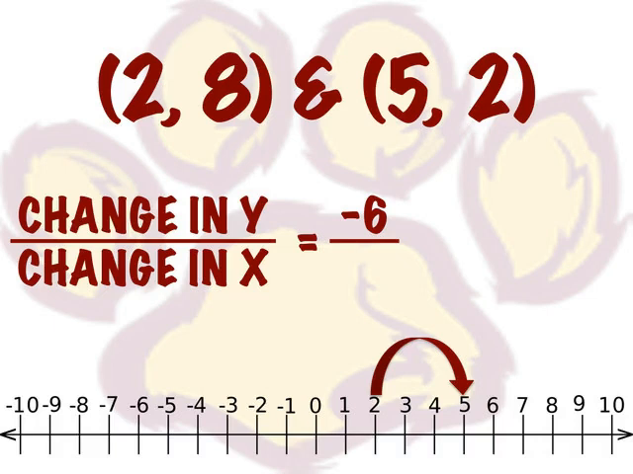For our change in x, we are going from 2 to 5. So from 2 to 5 is a change of 3. This time, we are going to the right. When you move to the right, that is a positive. So our change in x is a positive 3. We have a negative 6 and a positive 3 for our change in y and change in x. That's going to simplify to a slope of negative 2.